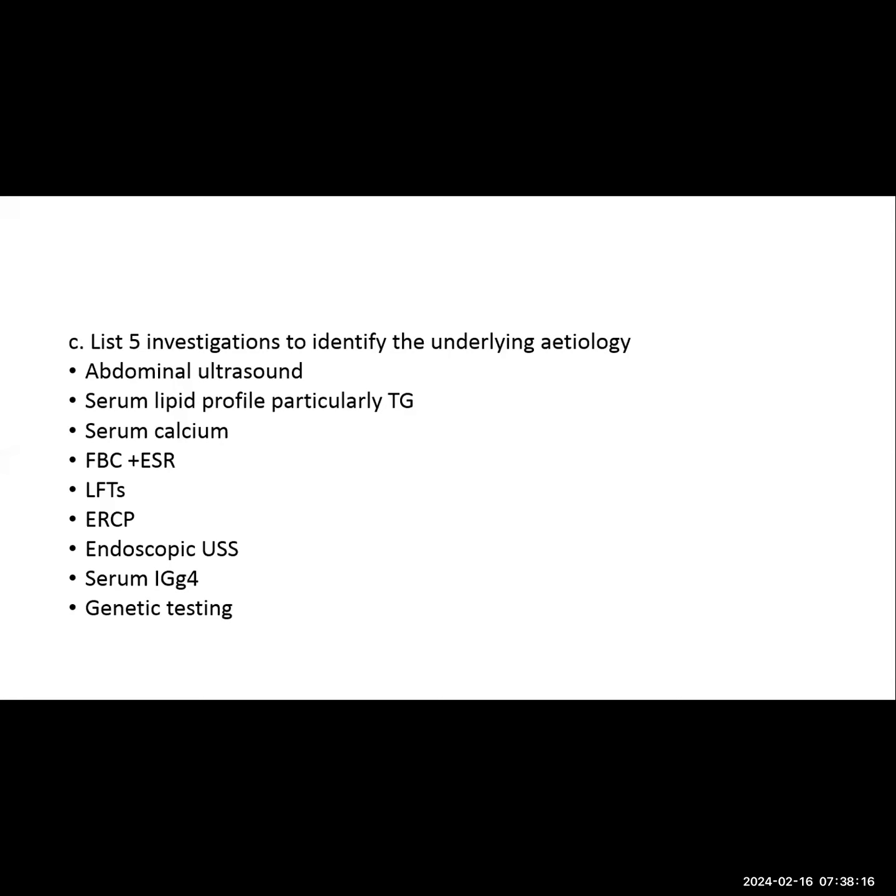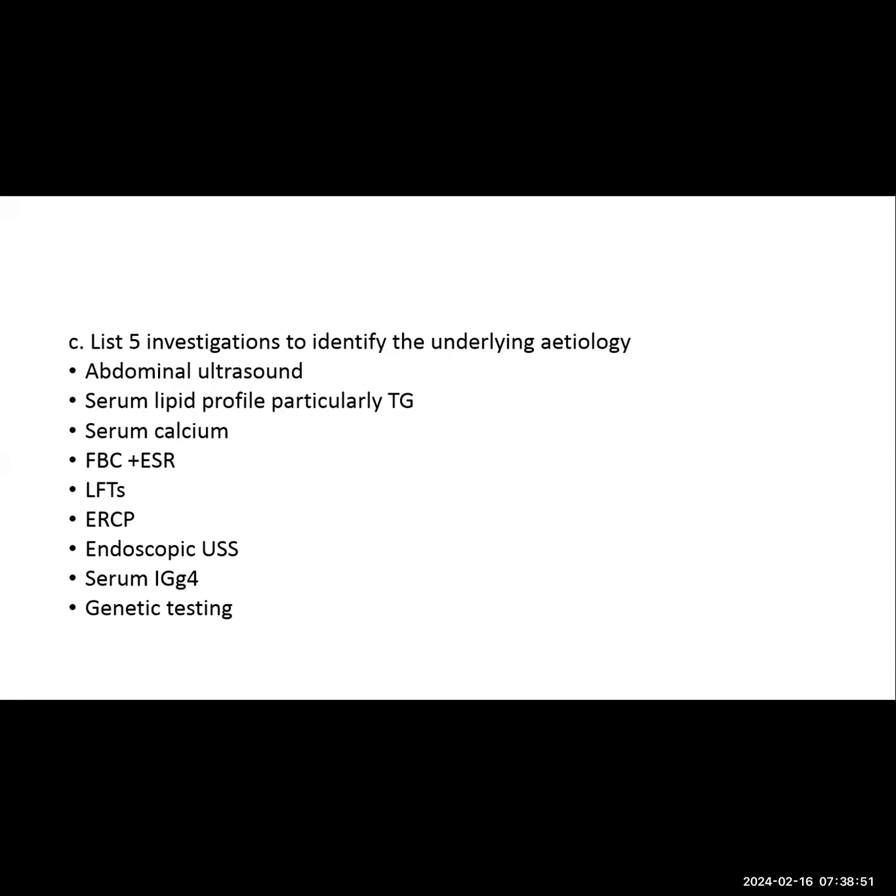Then the third question says, list 5 investigations to identify the underlying etiology. One is abdominal ultrasound scan. As we know, the commonest etiology of acute pancreatitis is actually gallstones, which occurs in about 40 to 50% of patients. And abdominal ultrasound scan will help us pick this. But in cases where the gallstone is small, maybe less than 3 millimeter, endoscopic ultrasound scan will help us better in picking microlithiasis.